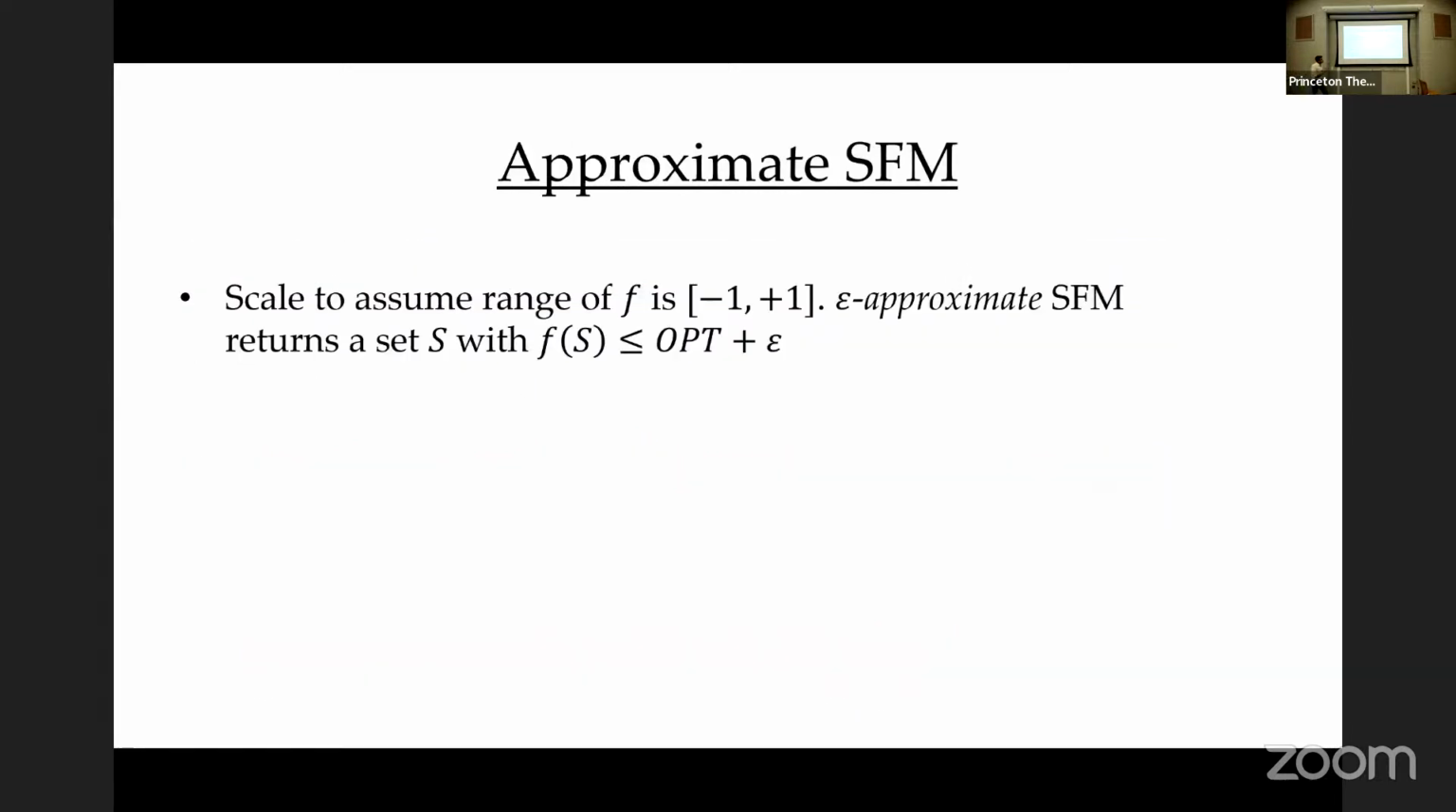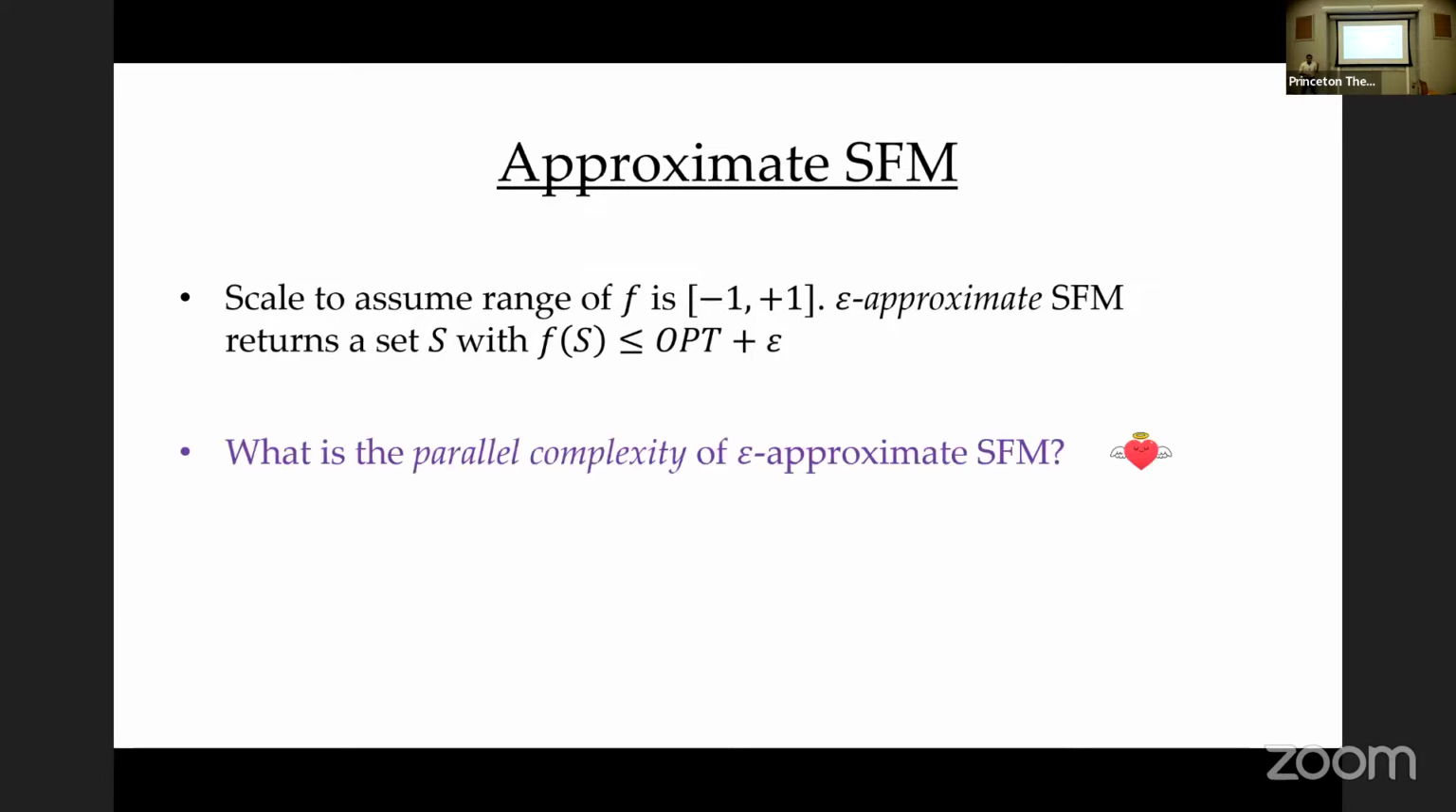Now coming to approximate. Let's define what approximate SFM means. In the literature, it has been defined as follows. I assume the range is no longer integer valued. I multiplicatively scale so that the range of my function is between -1 and 1. Remember, I'm keeping f of the empty set at 0. That's one thing I've pinned. And I'm pinning down the multiplicative scale so that it's between -1 and 1. Now I'm allowed to deviate by additive epsilon. So opt is some negative number, and an epsilon approximate solution is allowed to deviate by plus epsilon. So here is the question: what is the parallel complexity of epsilon approximate SFM?